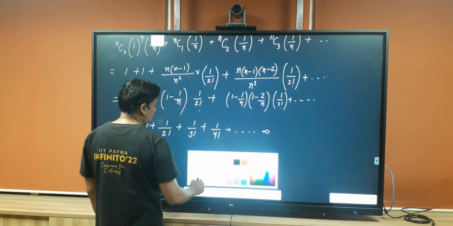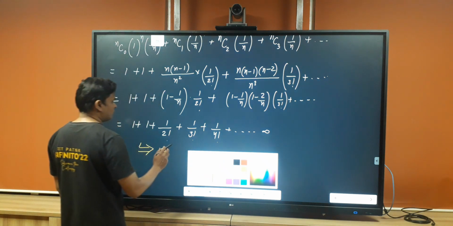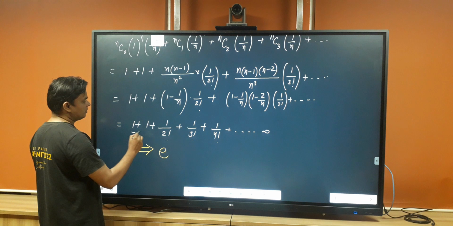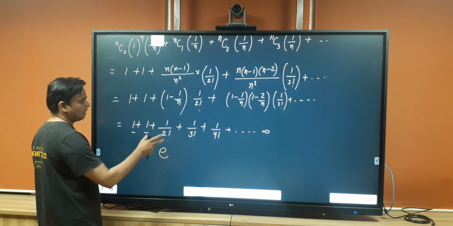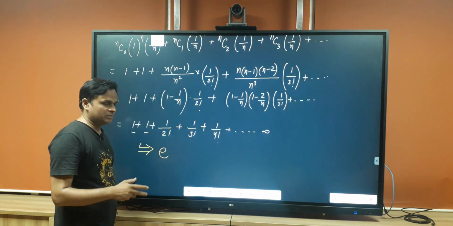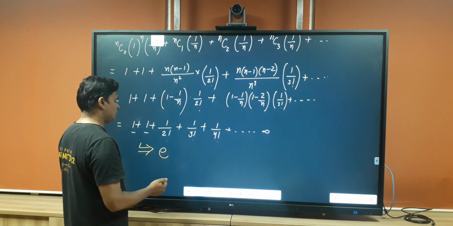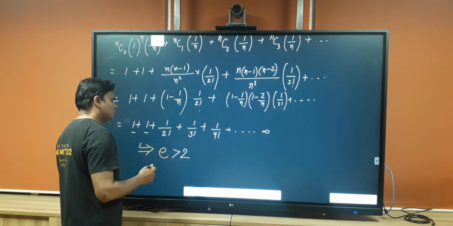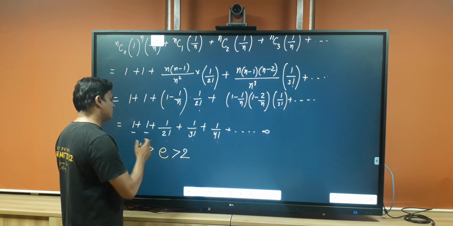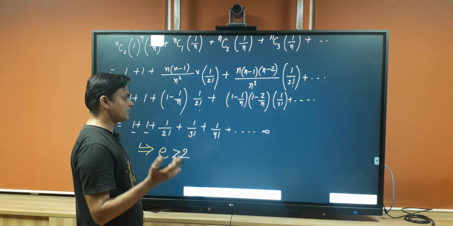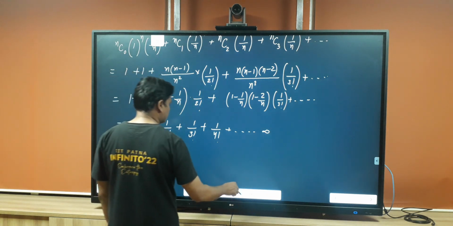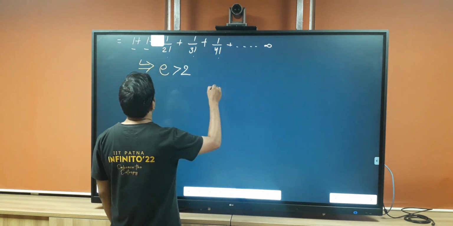Now from this series you can easily see that 1 plus 1, that means 2, and 2 plus a positive quantity will be greater than 2. Therefore, we can conclude that E is greater than 2. But we also need to find a quantity that E is lesser than, that means an upper bound on the value of E. So, how are we going to find the upper bound?